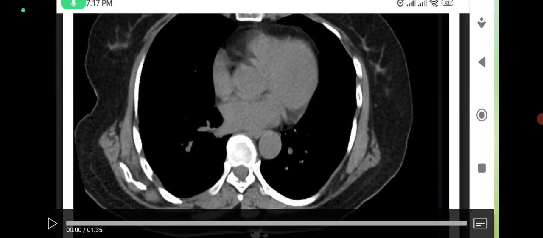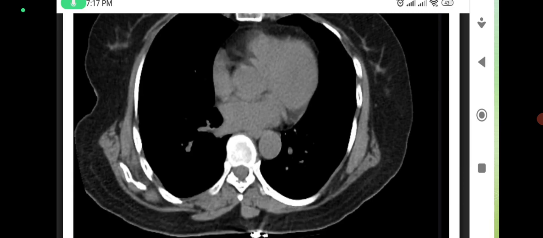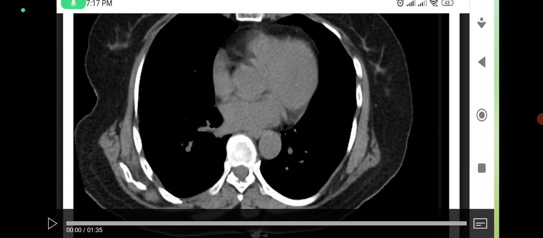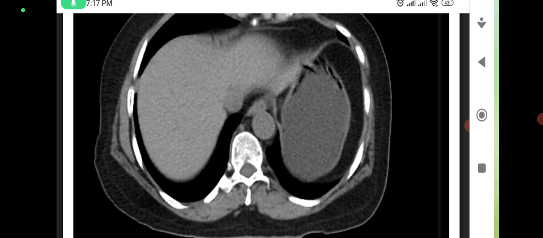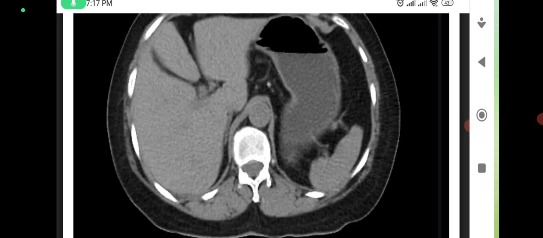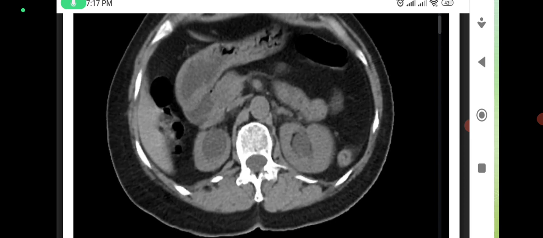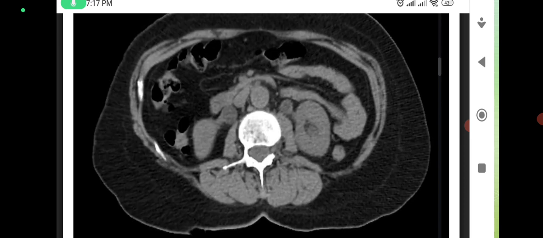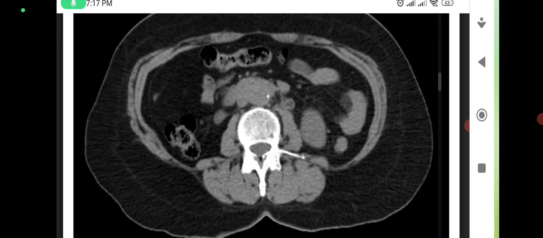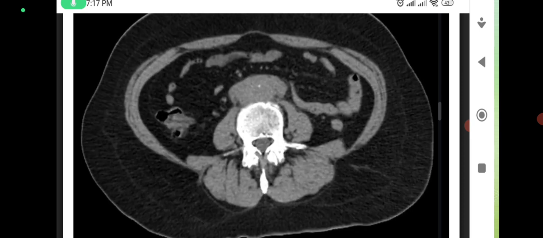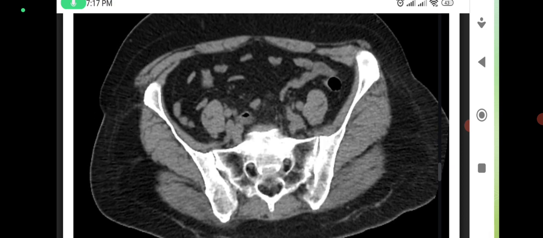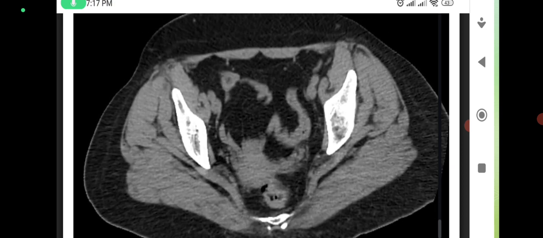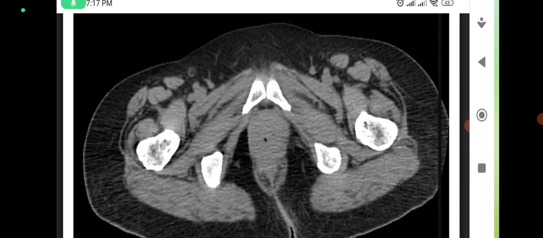This is a 50-year-old female coming with bilateral loin pains. This is the CT of the patient. As you can see, this is an axial cut of our dynamic CT. You can see here bilateral hydroureteronephrosis. There is a soft tissue mass seen surrounding the aorta and IVC and both iliac vessels.